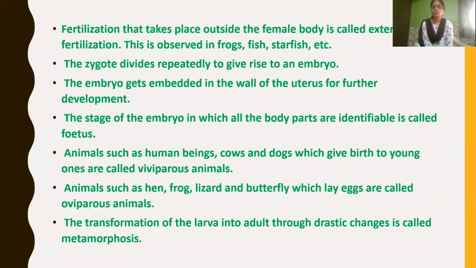Then animals such as human beings, cows and dogs, which give birth to young ones, are called viviparous animals. And animals such as hen, frogs, lizard, butterfly, etc., which lay eggs and young ones hatch out from that egg are called oviparous animals. Then finally, we have learned that the transformation of a larva into an adult through drastic changes is called metamorphosis.